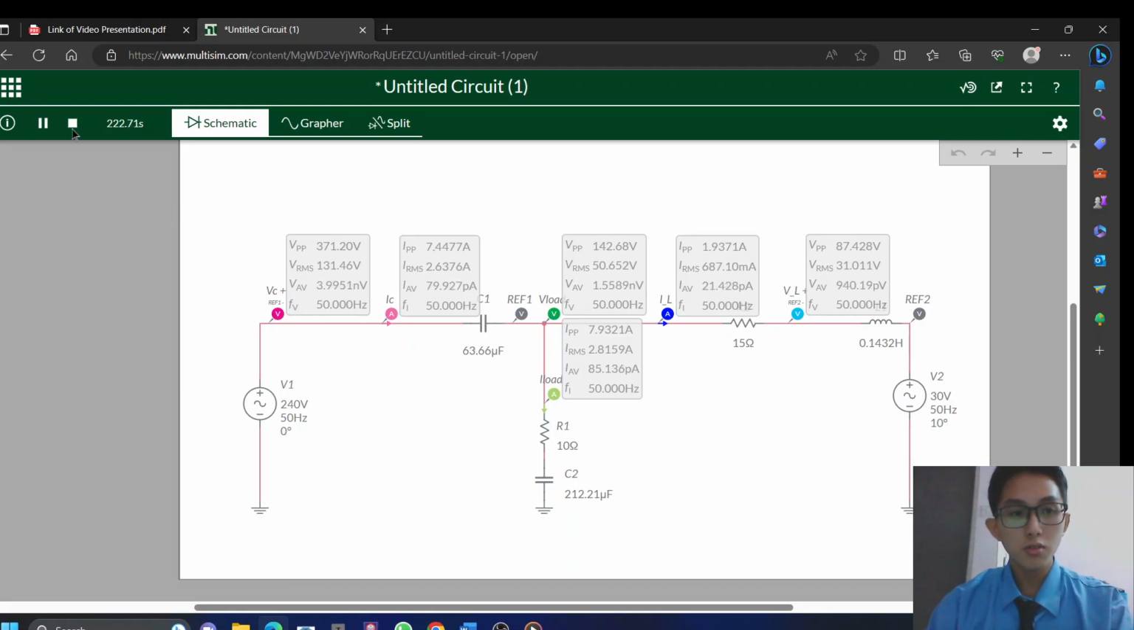When I stop it, here we can see that there is a VPP, which refers to V peak to peak, and IPP, which refers to I peak to peak. Our result is only for the peak value, which is VP and IP. So we need to divide VPP and IPP by 2, so we can get the final answer.